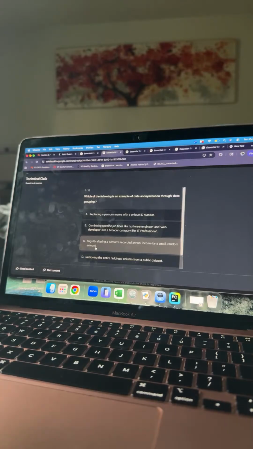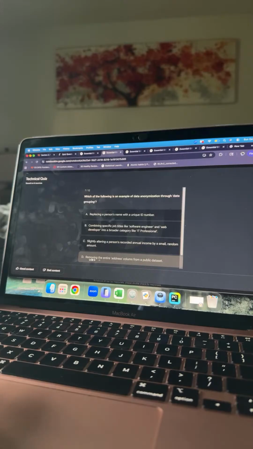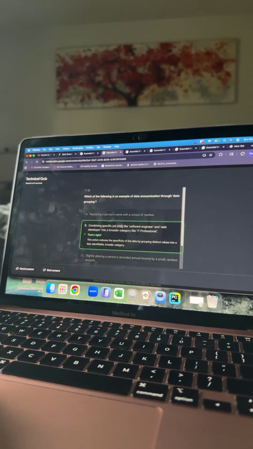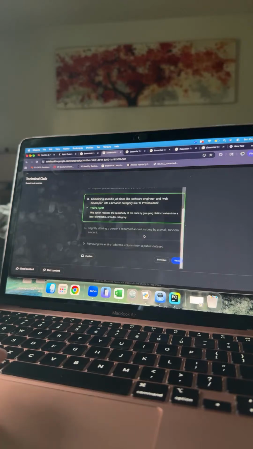Okay, so it's not C, but moving the entire address column from a public data set? No, that's just crazy. It's either A or B, right? And this seems the most common sense. But combining specific job titles is also grouping. Yeah, I think it's B. Okay, so we got that. Nice.